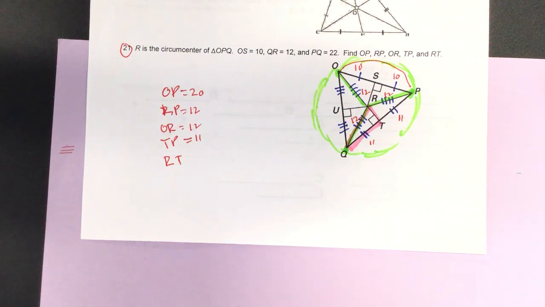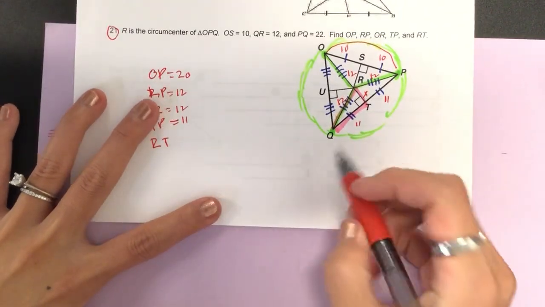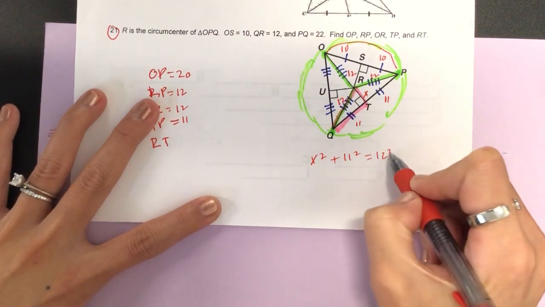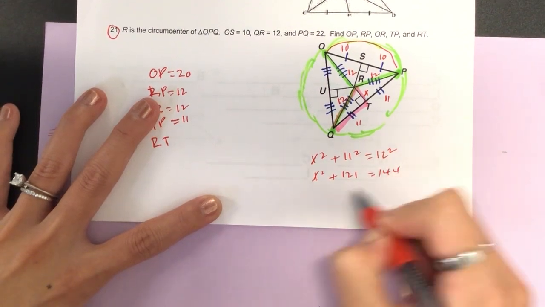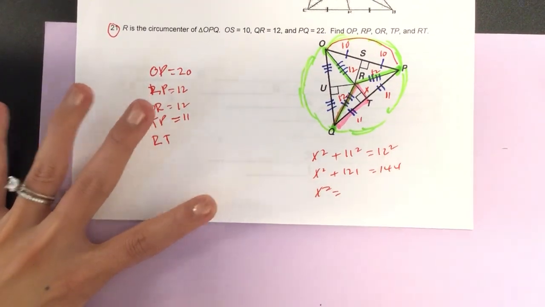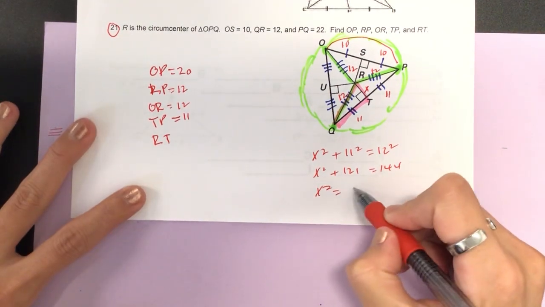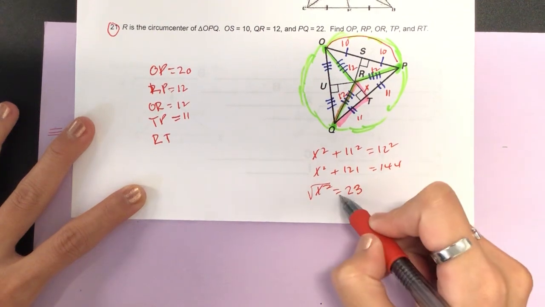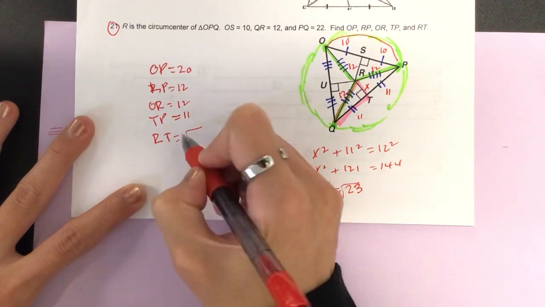Do we all remember the Pythagorean theorem? So I'm going to call this X. So we have X squared plus 11 squared is 12 squared, which makes X squared plus 121 is 144. How many is 144 minus 121? 23. Isn't 23 a prime number? You just leave it inside the radical, square root of 23.